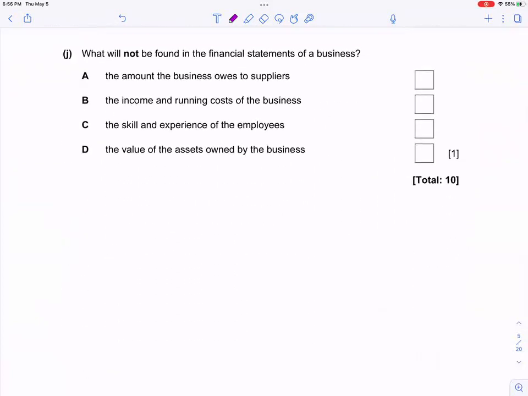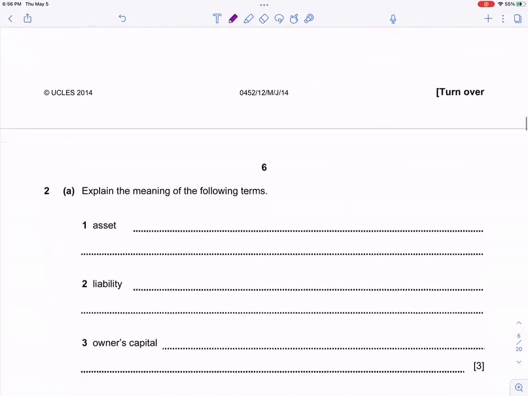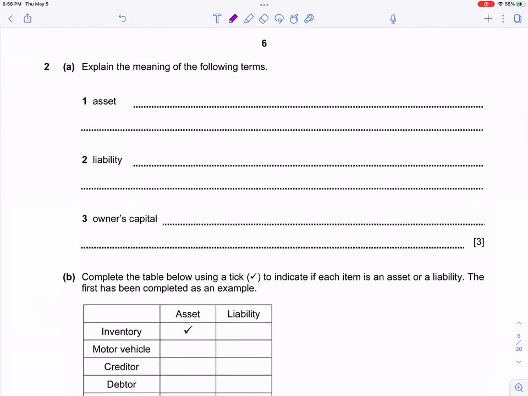Okay. Come on, the next one. Miss, C. The answer is C. Why? Miss, how can there be skill and experience in a financial statement, in a balance sheet? Yes, there cannot be skill and experience in the balance sheet. So the answer is C. With this, the 2014 MCQs are done. There were only 10 MCQs in 2014, but we can answer a little bit of theory.